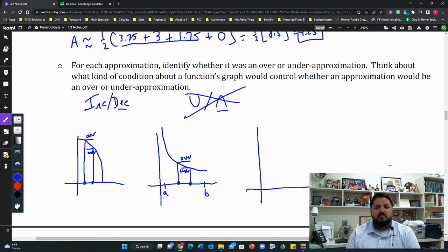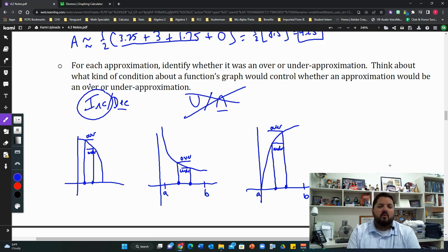However, if I go back to being concave down and switch it to an increasing function, that would look something like this. If that's what my curve looks like from A to B, and I pick out two points, now when I go to the left edge, I am under the curve. And if I go to the right edge, now I am over the curve. So changing the direction that the graph was moving is what changed the result here. Whether a function is an over or an under approximation actually has to do with the direction that the function is headed.